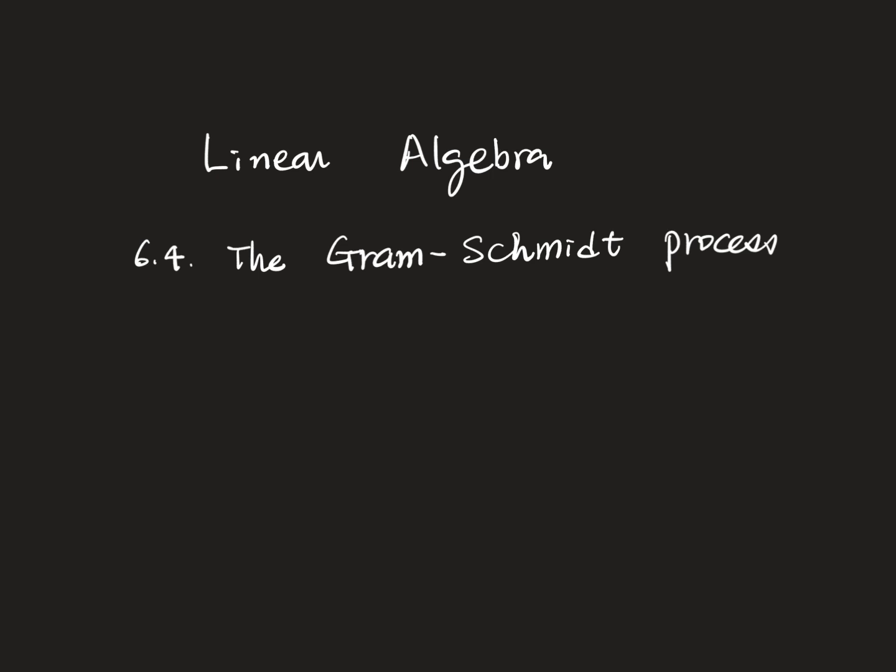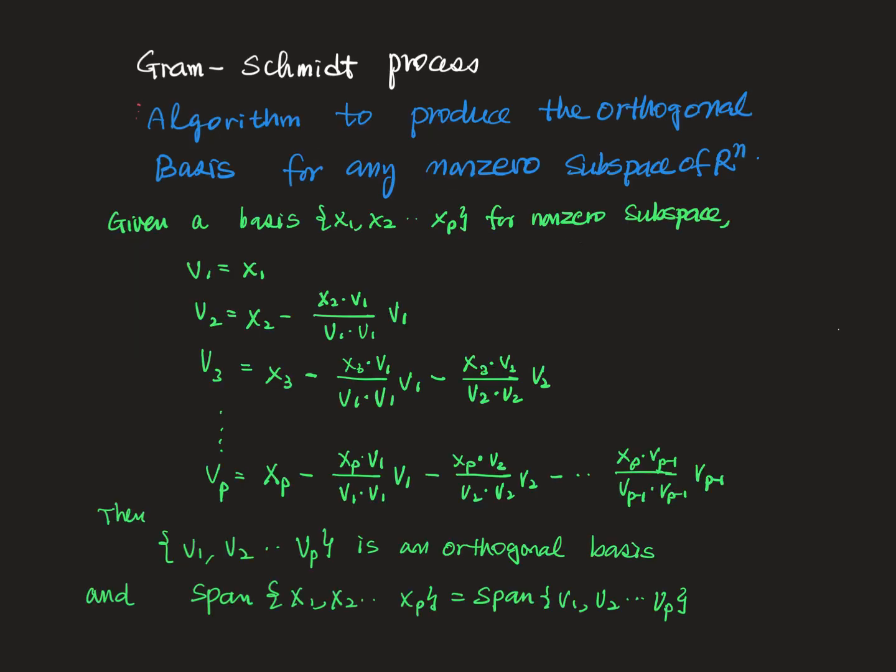This is linear algebra. I'm going to introduce how to find an orthogonal basis by using the Gram-Schmidt process. This algorithm shows how to create an orthogonal basis for any nonzero subspace. Here is the algorithm itself. When you are given x1, x2, up to xp, any basis, you create an orthogonal basis for the subspace.